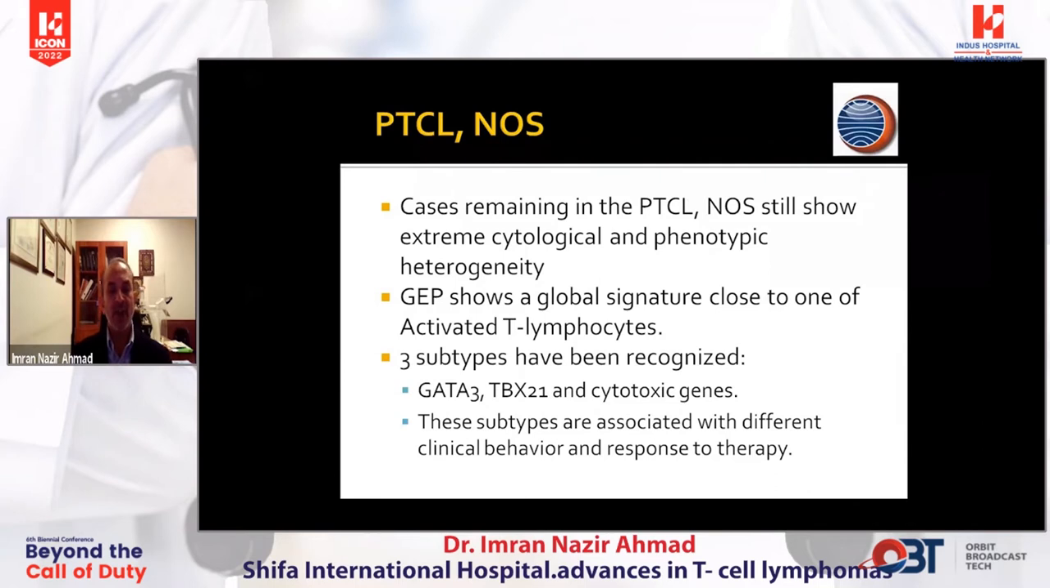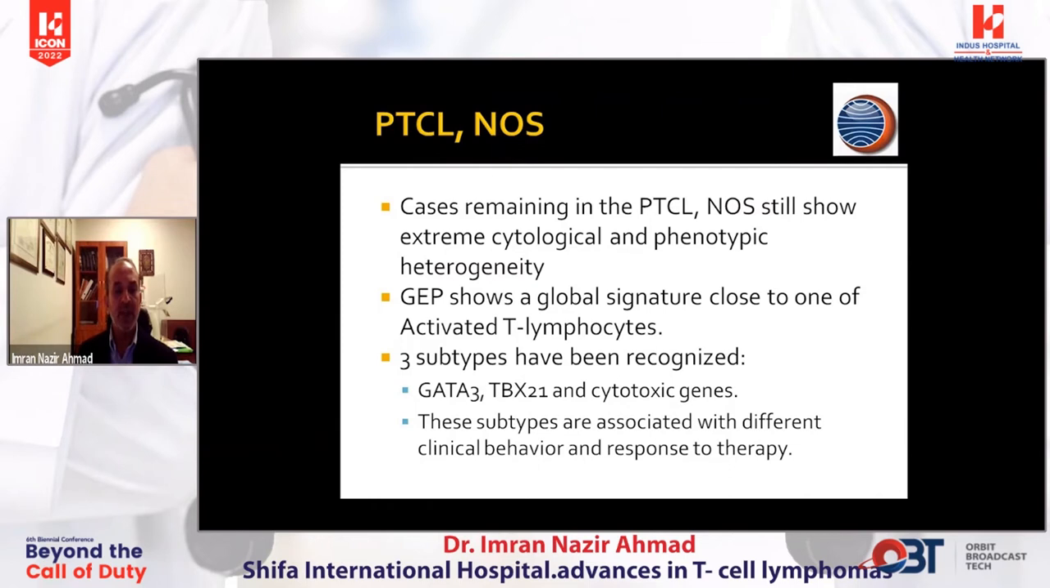And gene expression profiling has shown that there is a global signature which is close to that of activated T lymphocytes. We must know that most of the T-cell lymphomas, similar to B-cell lymphomas, recapitulate the normal maturation process of the lymphoid cells. So there are going to be some cortical thymic immunophenotypes mirrored in the lymphomas. And sometimes the medullary thymic immunophenotype is also seen in the lymphoma counterparts.